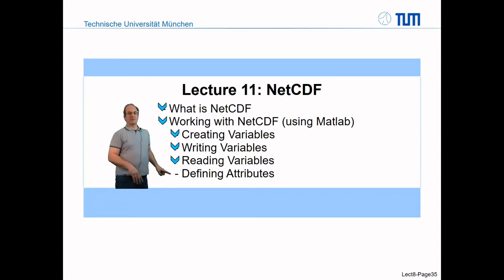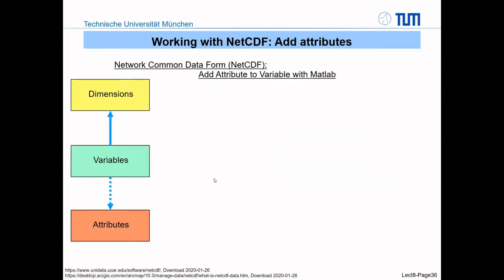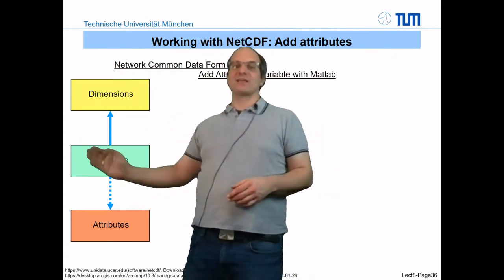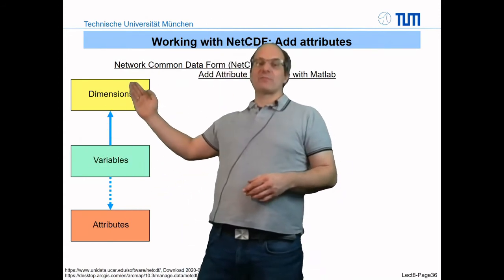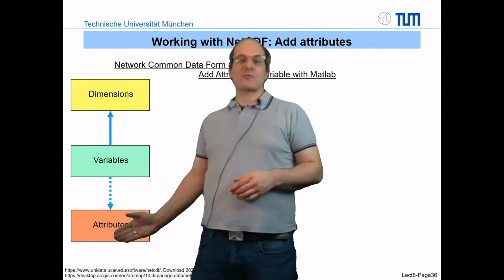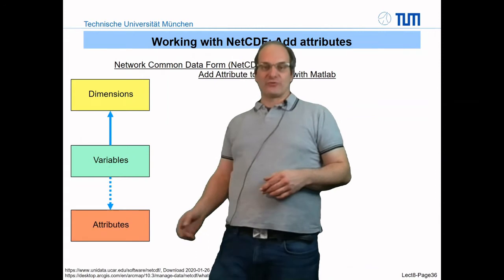Last one is we want to define additional attributes. Additional attributes, remember, are meta information like units, like kilometers per hour, things like that. Okay, so therefore let's have a look into this. So now we set up the whole set of variables where we use dimensions and we add optionally, you see this, it's an optional part here, attributes to this.